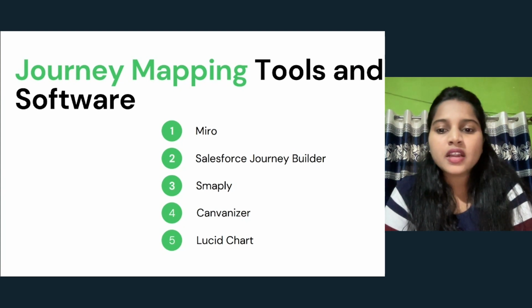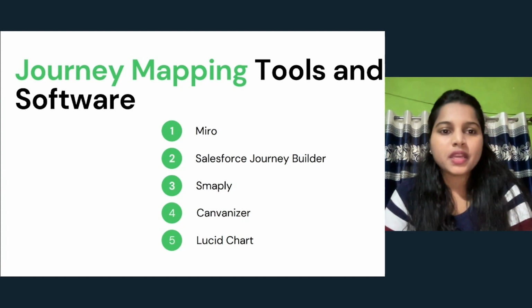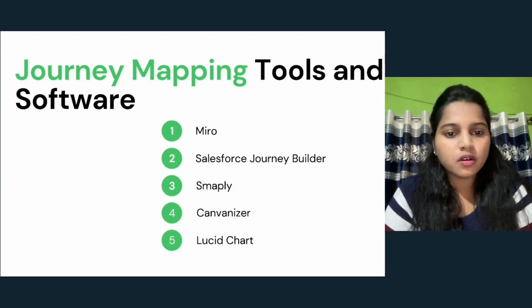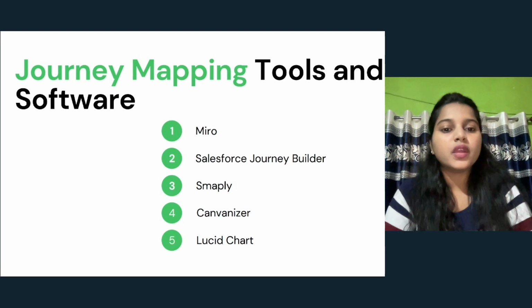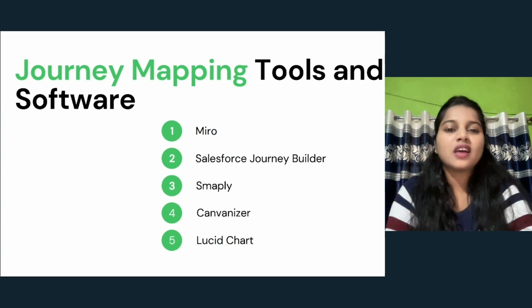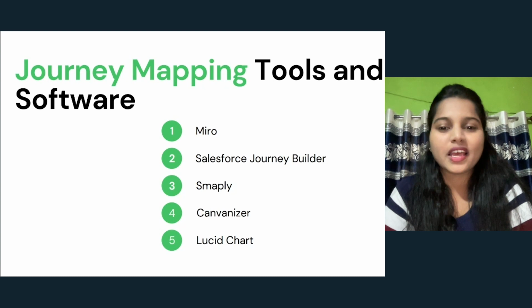So here are some of the best journey mapping tools. First is Miro, and we have Salesforce Journey Builder, we have Smaply, we have Canvanizer, and we have Lucidchart. My personal favorite recommendations are Miro and Lucidchart as well.